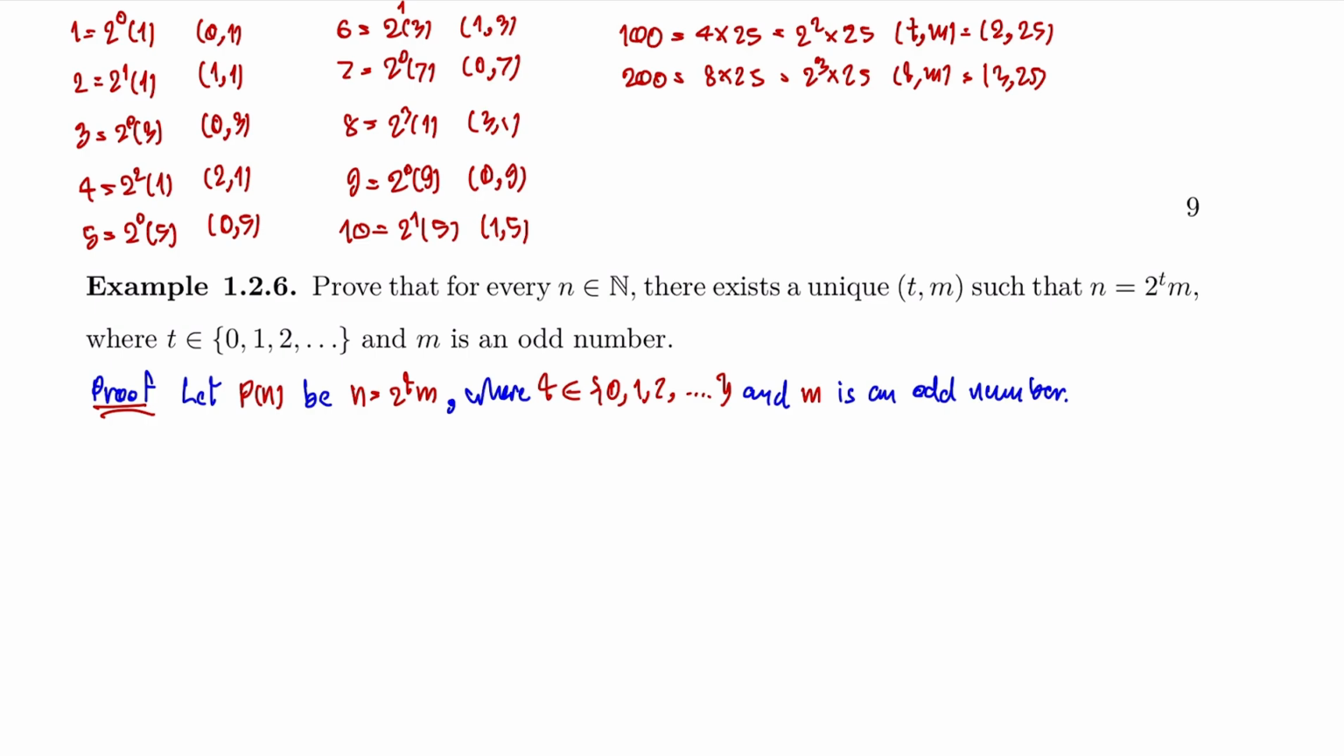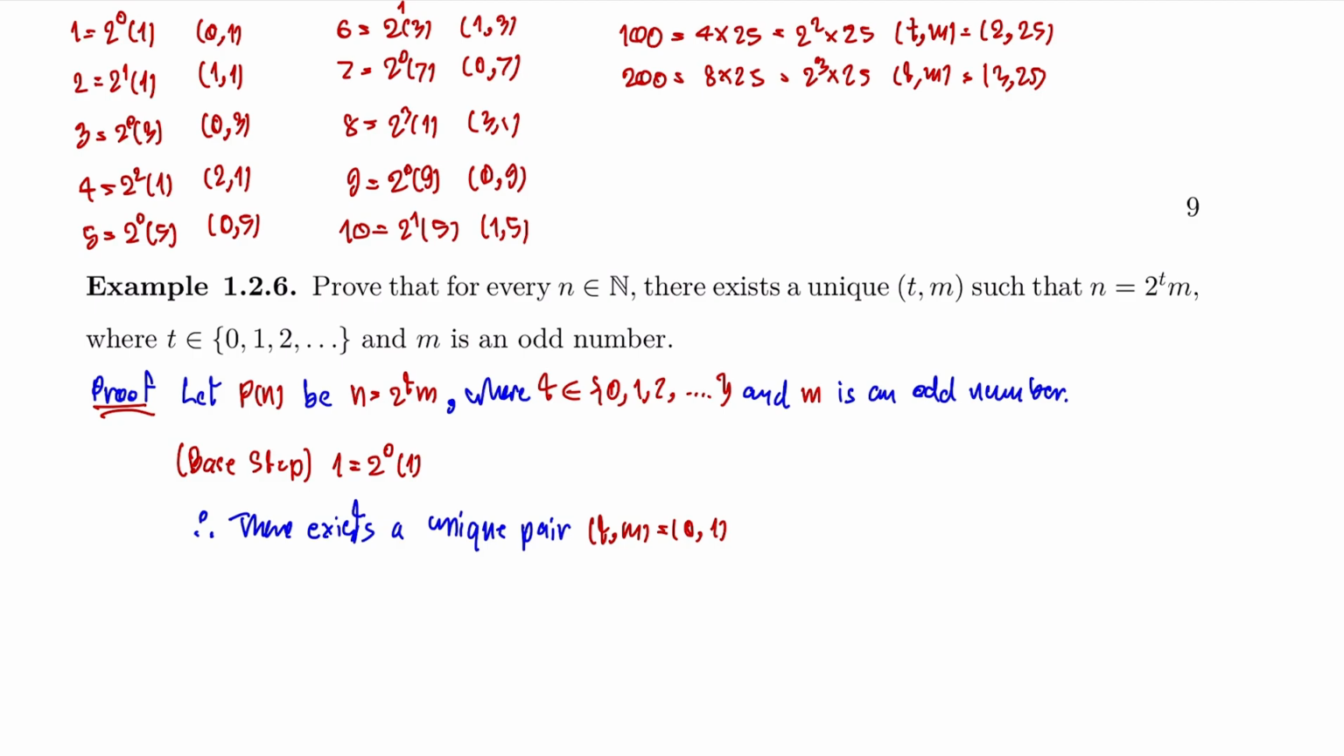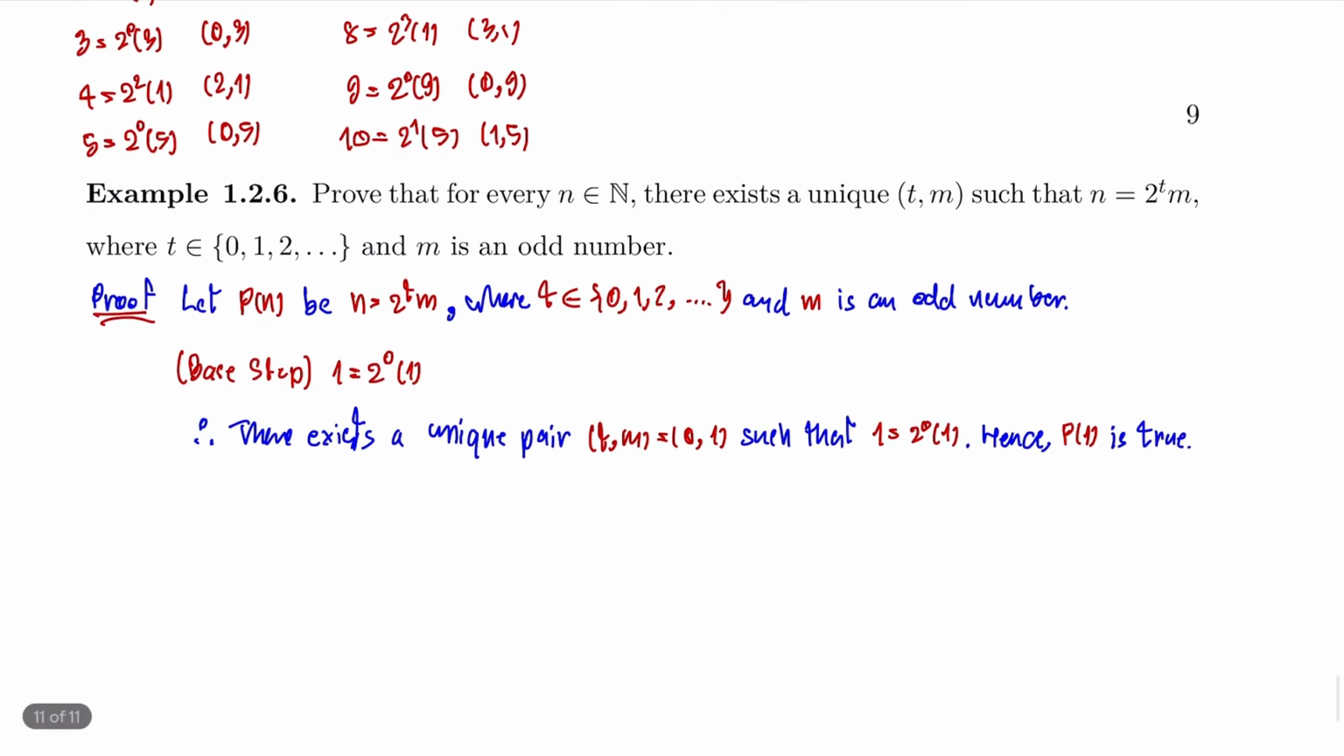I want to use induction, so I want to start with the base step. We start with n equal to 1. 1 can be written as 2 to the 0 times 1. So this means that there exists a unique pair (t, m) which becomes (0, 1) such that 1 equals 2 to the 0 times 1. Hence P(1) is true, so we have the base step.